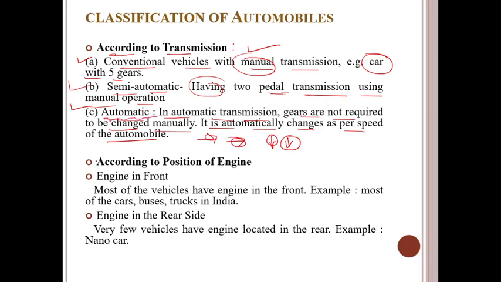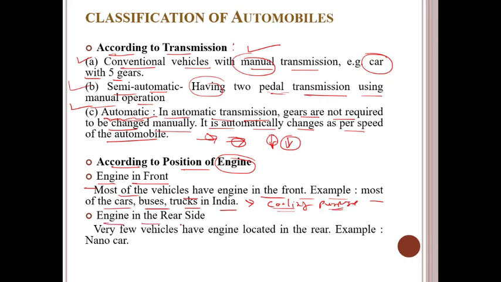This comes in the automatic category, guys. Now another is according to the position of the engine, that is, where the location of the engine of our automobile is. First one is engine in front. If you observe here, most vehicles have the engine in the front. Example: most cars, buses, trucks in India have the engine located on the front side. Why is it in front? For cooling purposes, to maintain natural cooling of the engine. That's why the engine is located in front of the vehicle.